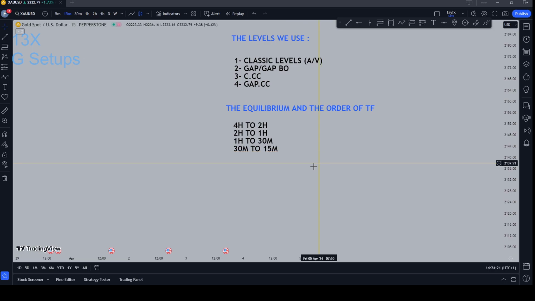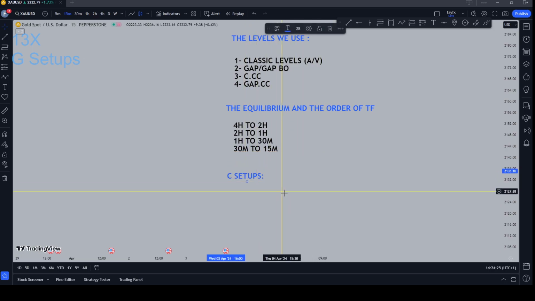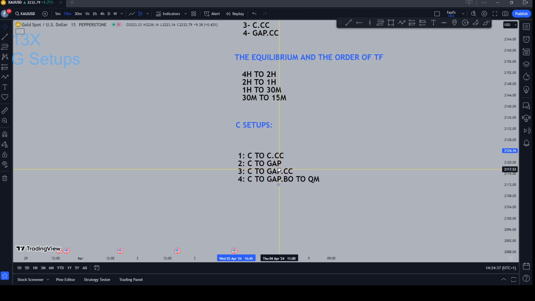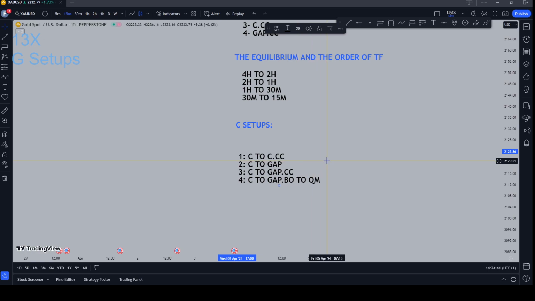Then we learned about the classic setups. We have four major setups, and they are the following. The first one is the classic to classic CC. Second one is classic to gap. Third one, classic to gap CC. And the fourth is a classic to gap breakout to QM.